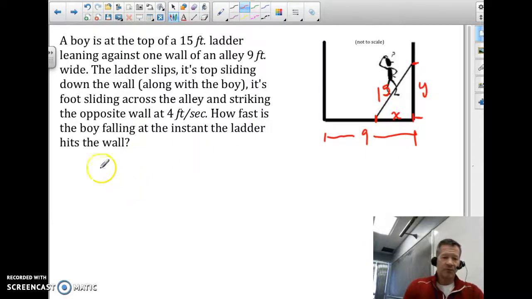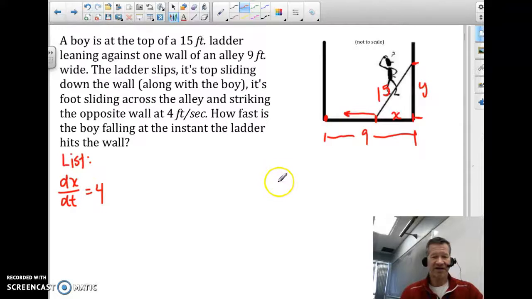So let's list our given information. Well, we know that when the ladder strikes this opposite wall here, it's going to be moving at 4 feet per second. So as the ladder slides, the bottom of the ladder is sliding in this direction, meaning x is getting bigger. So dx/dt is 4 feet per second, positive 4 because it's getting bigger.